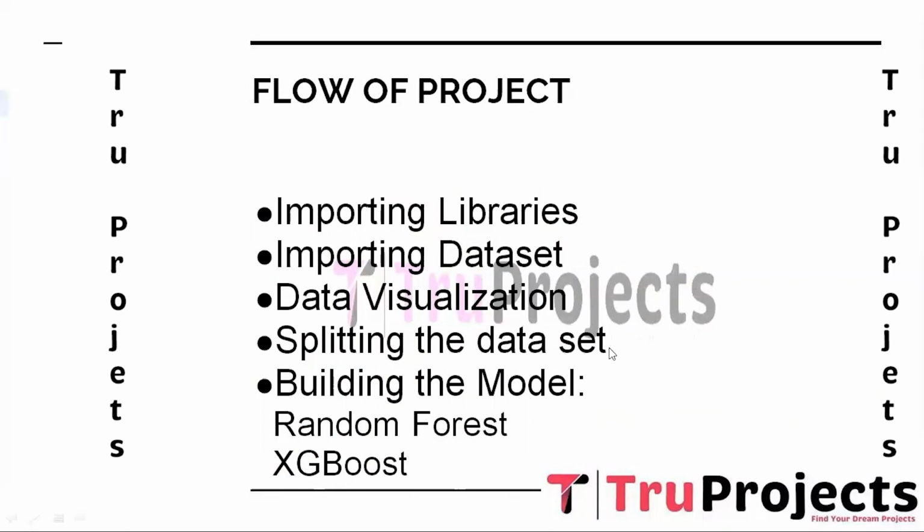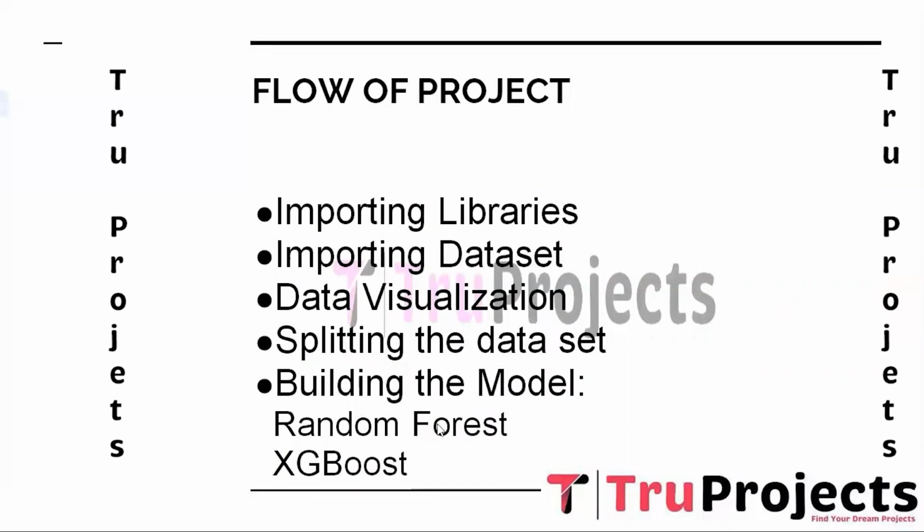Fourth one is splitting the dataset. To evaluate the performance of the predictive model, the dataset is divided into two subsets, the training set and the testing set. The training set is used to train the model, while the testing set is used to assess the model's generalization and predictive capabilities. And the fifth one is building the model. The project employs two advanced regression techniques, random forest and XGBoost, to construct the house price prediction model.